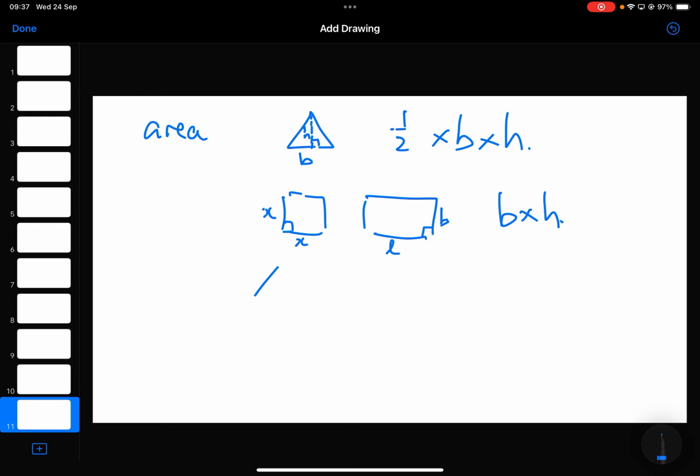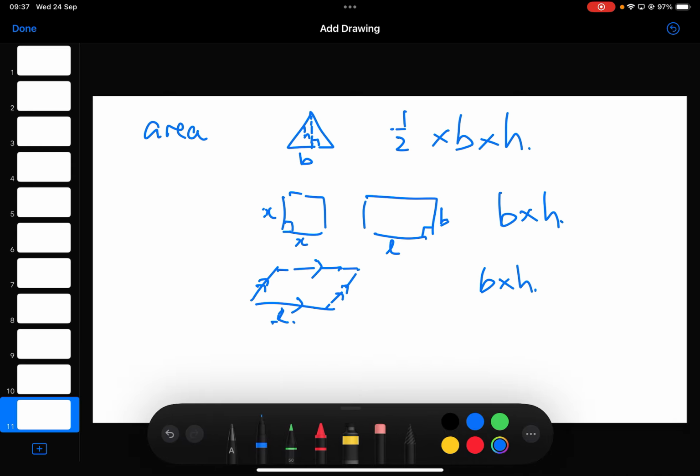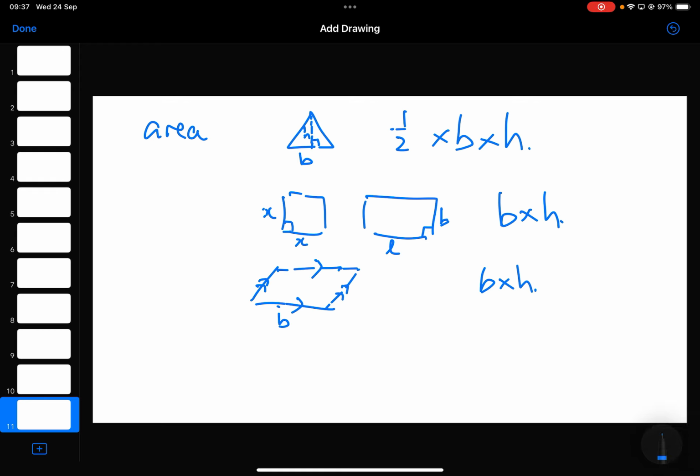Then if we have a parallelogram, it is also base times height. Just that you need to know the 90 degrees apart one. Meaning, if this is my base, then I need to know the 90 degree distance between the parallel lines. So I need to know this. Between the parallel lines, what is this distance? Then I can take base times height.